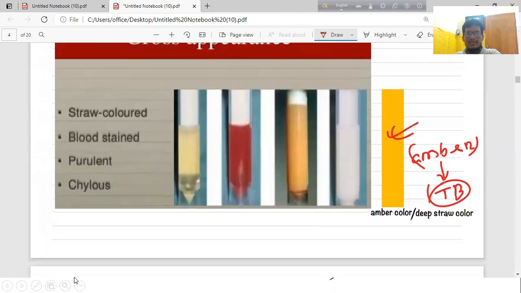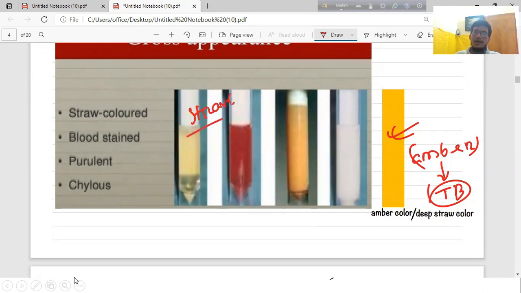Now look at the color of pleural fluid. Here is some example. This is a straw color pleural fluid. What will be the cause? Heart failure. That means it is transudative pleural effusion. Blood stained pleural effusion is found in 3 cases according to Davidson. Number 1 is malignancy, number 2 is pulmonary infarction, number 3 is acute pancreatitis. What will happen in case of acute pancreatitis? I will explain it later.